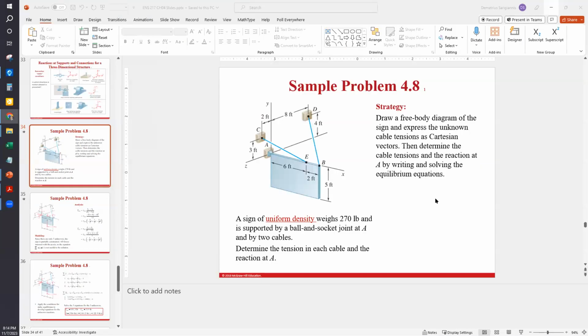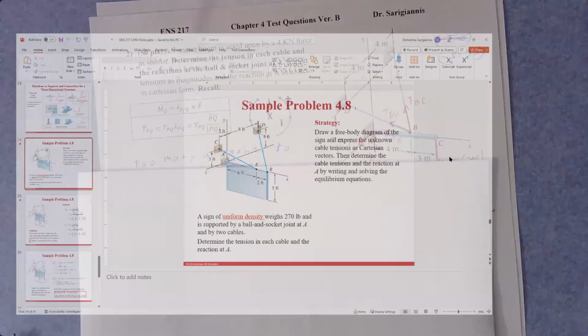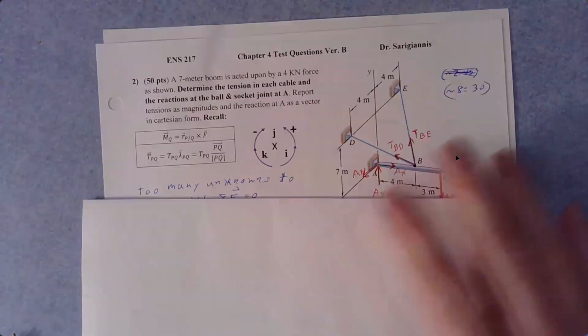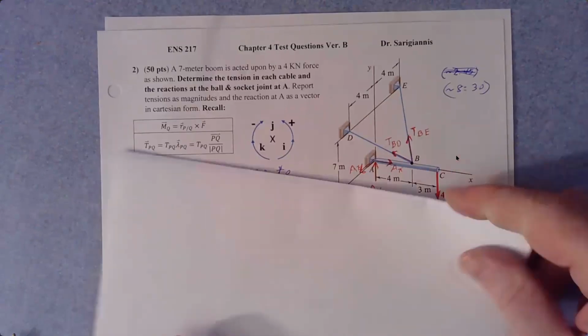Additionally, this is not too much different from this problem with the supporting of the plates of uniform density. Instead of a plate, we have a boom. So with the plate, we have the weight of the plate. In our problem in the test, we had a force acting off of the boom. So again, not too different. The problem I gave you here was pretty nice because there was some symmetry going on.